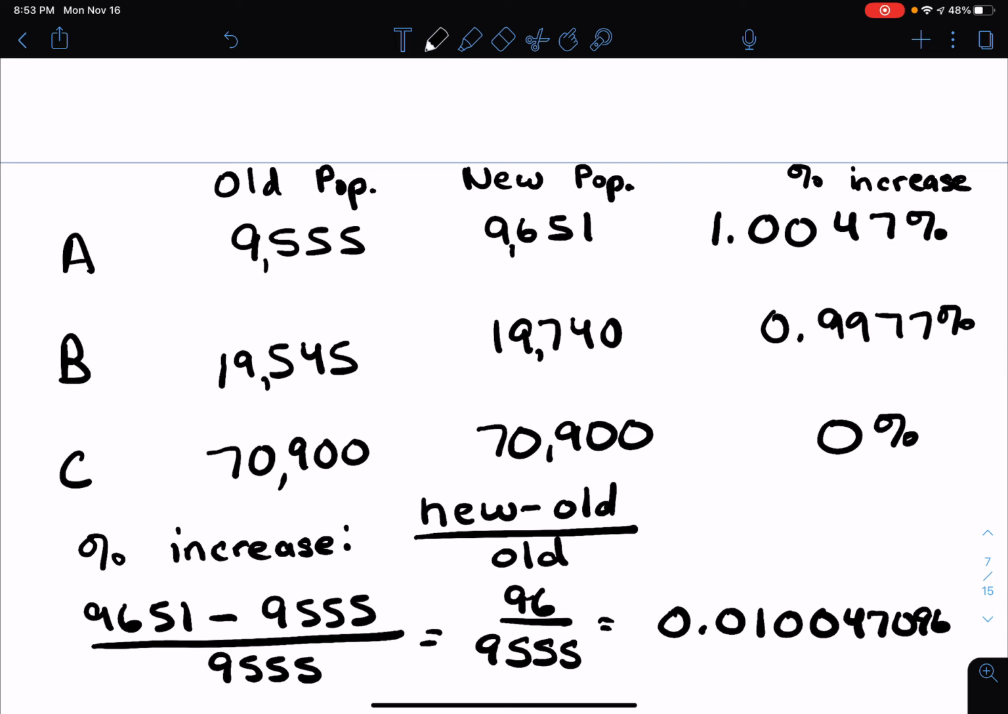Okay, so right now state A has a greater percent increase than state B. Not by much, but it is still bigger. So we could say that state A is growing slightly faster than state B. So let's see what happens with our apportionments. Let's see what happens with old population versus new population.